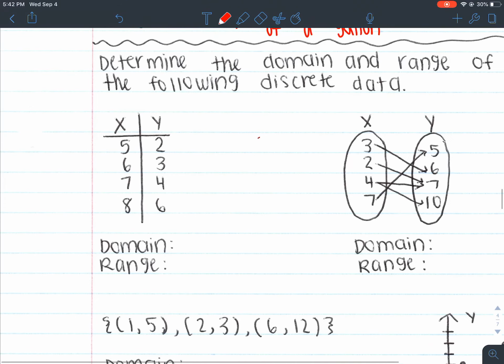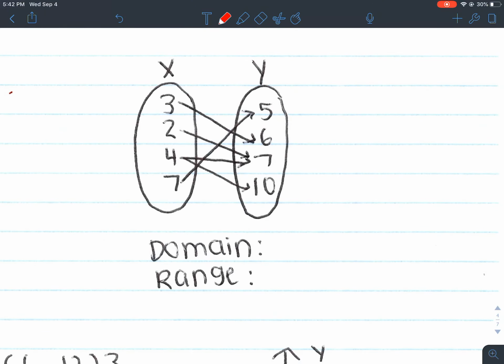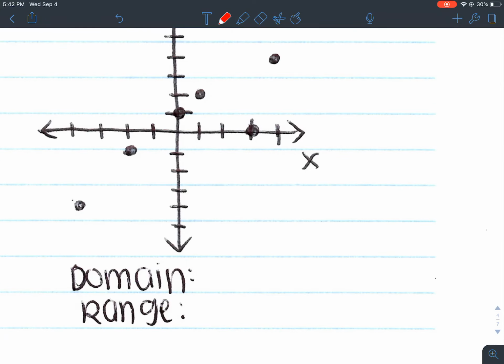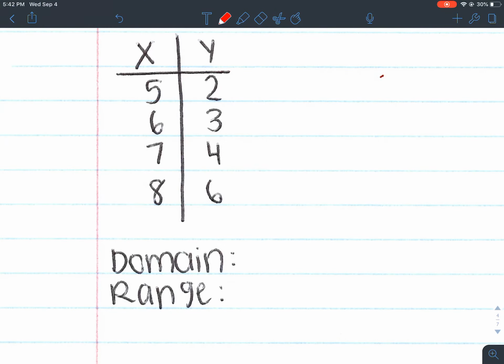So these are all discrete because they're all isolated points, right? Like the first one here with the table, we have 5, 2, 6, 3, 7, 4, 8, 6. I could graph all of those. Those are individual points on a graph. Same thing here. I have 3, 6, 2, 7, 4, 7, 4, 10, 7, 5. Those are all separate points. Here, 3 separate points. Here, clearly separate points. All right, so domain is going to be our x values.